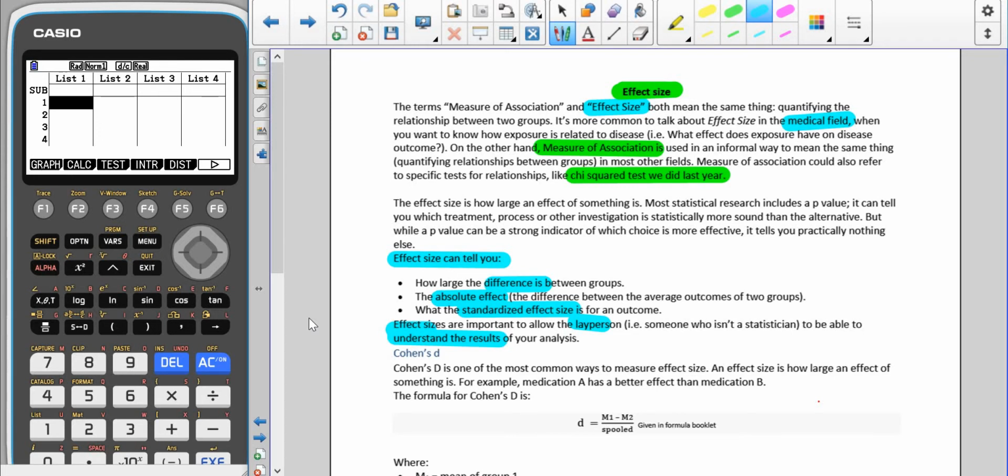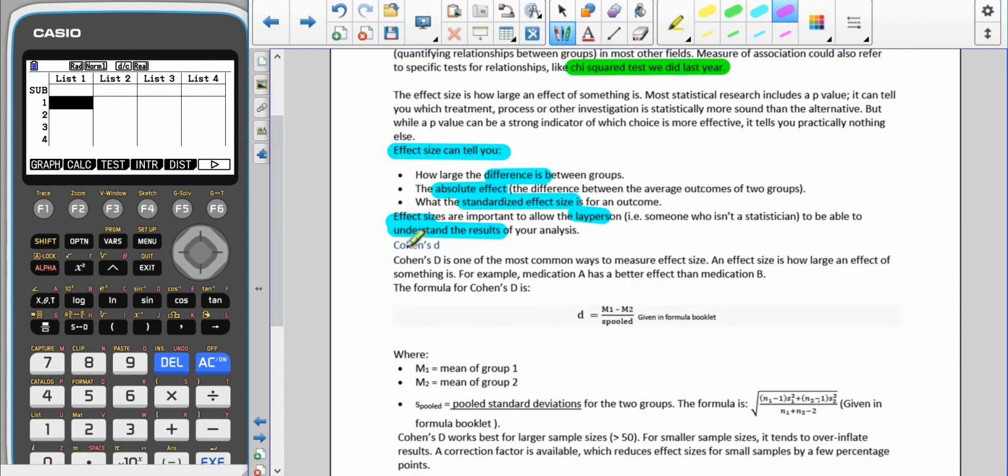We're only going to look at one test for effect size. There is more than one test, but the most commonly used one is Cohen's d. Cohen's d is the most common way of measuring effect size. An effect size is how large the effect of something is, for example, medicine A has a better effect than medicine B. The formula is given in the formula booklet.